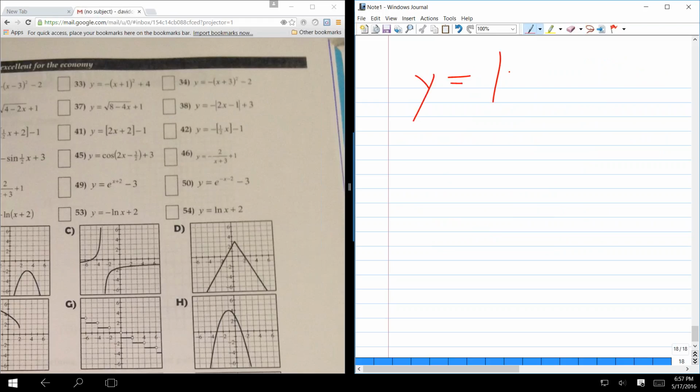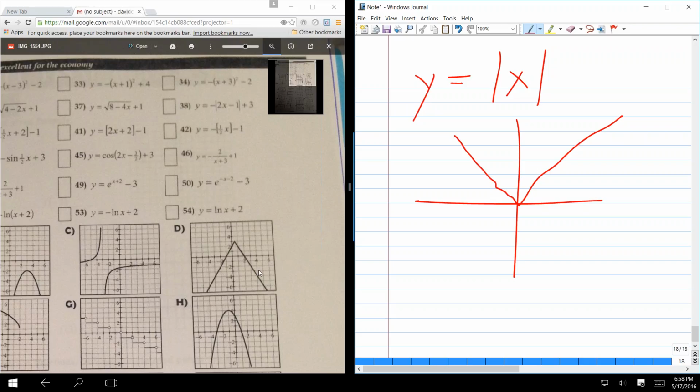So here's our elementary function, which looks like this. What's happening on 38? It's a horizontal compression by a factor. Start with the reflection, because you always want to do your reflections first. Oh, it's flipped over the x-axis, horizontal compression of a factor of 2, moved 1 to the right, and up 3. Right offhand, that looks like number D.